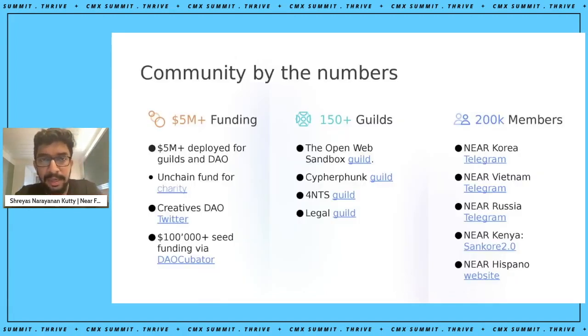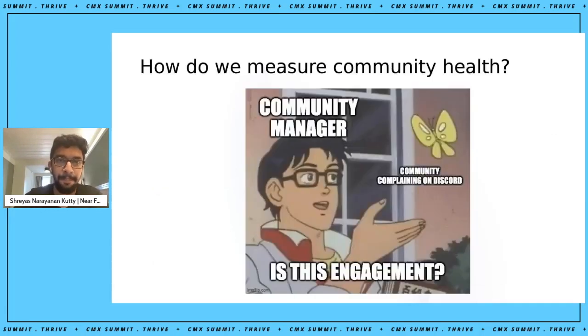Very quickly, just super high level details about the numbers. We've deployed, this is a little outdated, but we've deployed way over $5 million in funding to guilds and decentralized autonomous organizations. We've done a lot of charity work and contributed to people affected by the war in Ukraine through charity DAOs. We've also incubated 100 plus guilds and have around 200,000 plus members collectively across our ecosystem, and it's growing every single day.